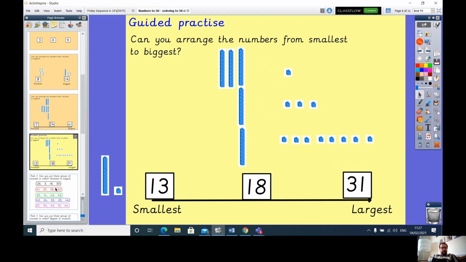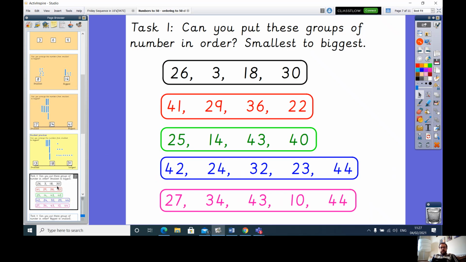Okay, now I think you're ready for a challenge. Okay, on this screen here, you might want to pause it because there are 1, 2, 3, 4, 5 questions, or 5 rows of numbers. There's the black, the red, the green, the blue, and the pink. Work on one colour at a time.